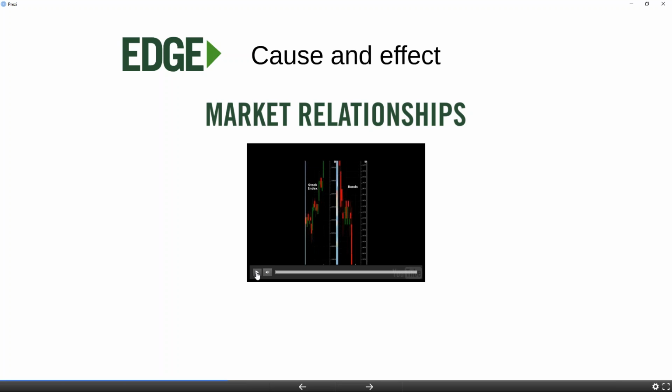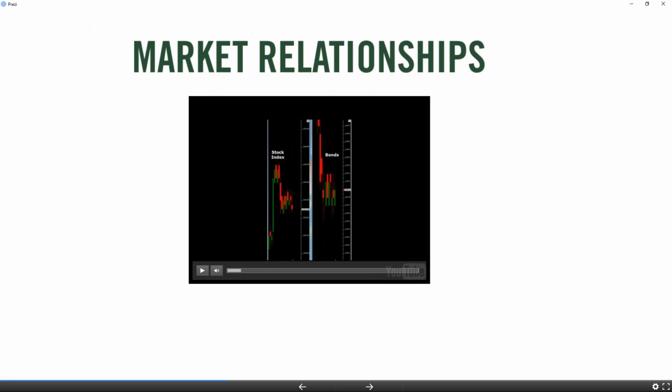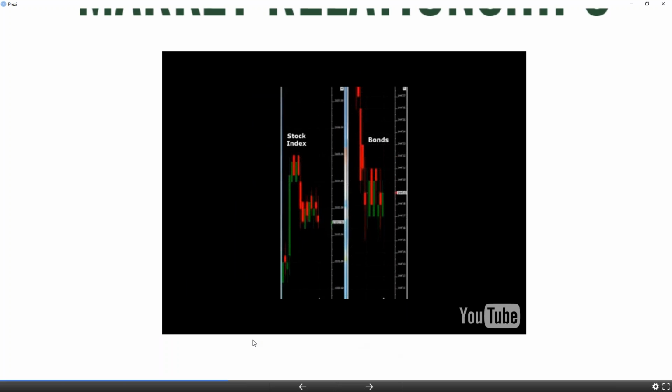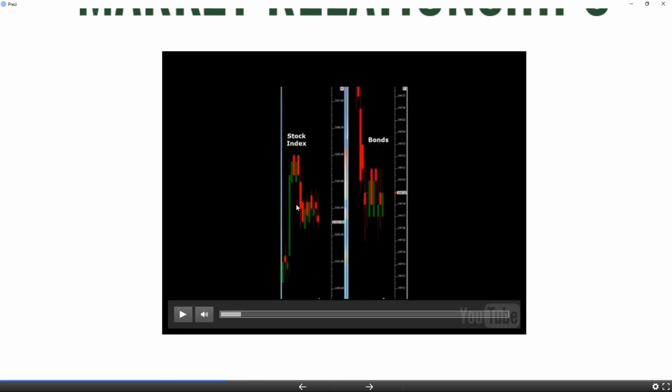I think it'll play. Let's blow it up. Let me do this. Bring you guys into it a little bit. Make it a little bigger here. So here on the left is the stock index. It happens to be the E-minis, right? The ES. On the right is the 30-year bond. Now we're looking for an inverted relationship.